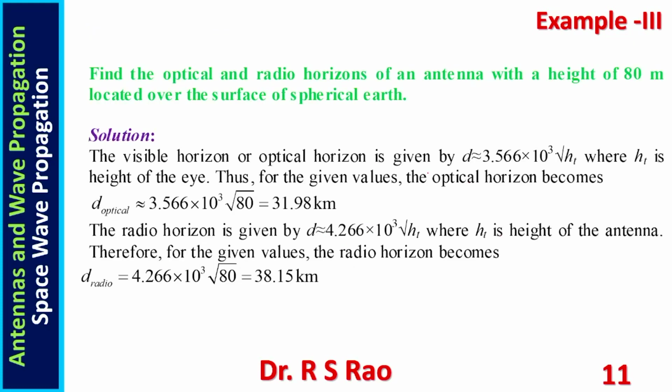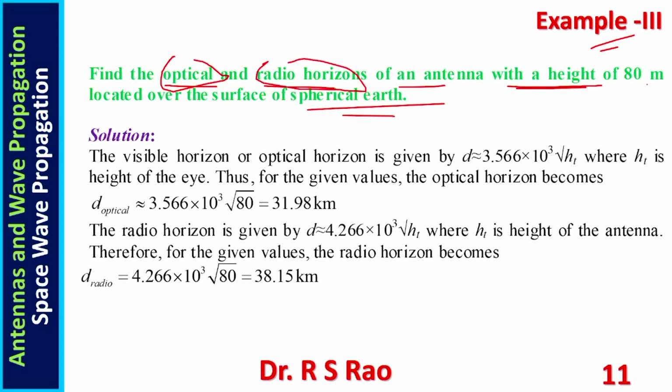Another problem on space wave propagation, example 3. Find the optical and radio horizons of an antenna with a height of 80 meters located over the surface of spherical earth. We are asked to determine optical horizon, radio horizon when antenna height is 80 meters. This is the problem. Solution.